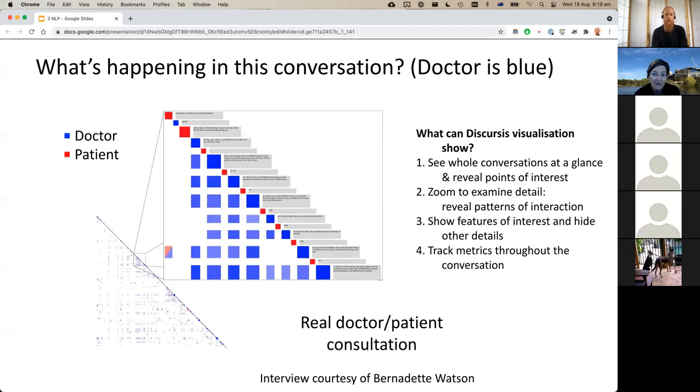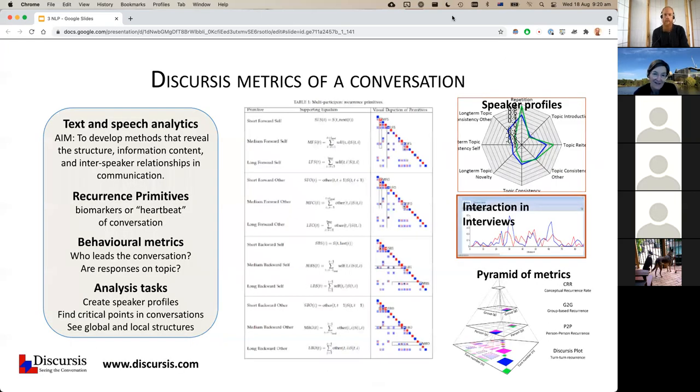Number 3, show features of interest and hide other details. So how do you actually zoom in on the things you're interested in and not others? And usually there's a way of filtering. So you might filter for when the doctor and patient are actually talking about asthma. And then the fourth one is tracking metrics through the conversation. Because that lower diagonal is actually a representation of numbers, you can plot those numbers on graphs and see an interaction between two or more people in a conversation.